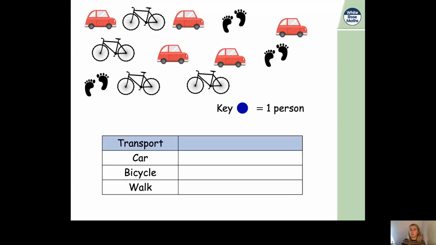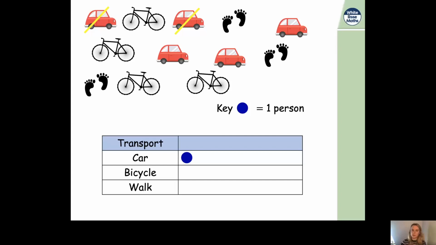So let me do the same this time. I'm going to start with the first car, and that's one person who's told me that they go to school by car. So I'm going to cross it out, and then because one blue circle represents one person, I'm going to add 1 circle to my pictogram.